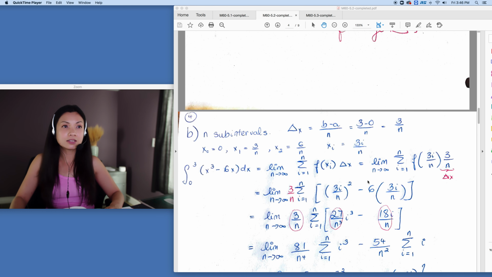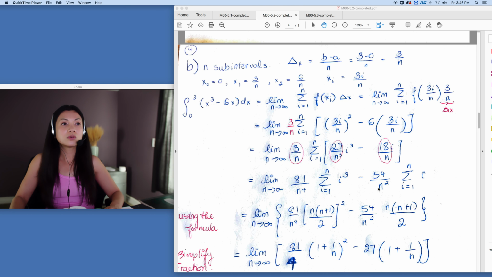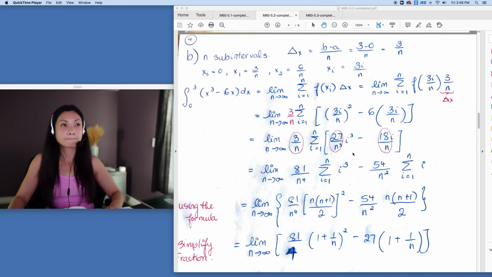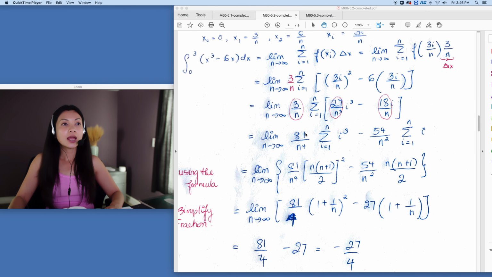Now taking the limit, so I just factor out 3 over n right here. I have the sum inside, the Riemann sum, right? So you see right here 3i squared. So I have 3 over n right here, and then I pretty much just simplify everything. I multiply, I simplify it. Okay, hopefully you recognize it. And then from here, just do more algebra.